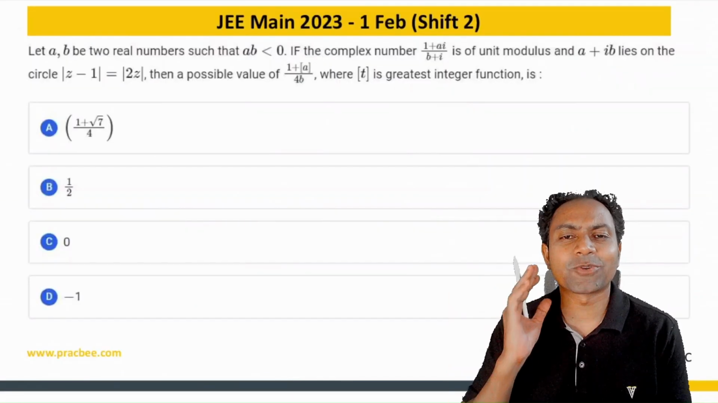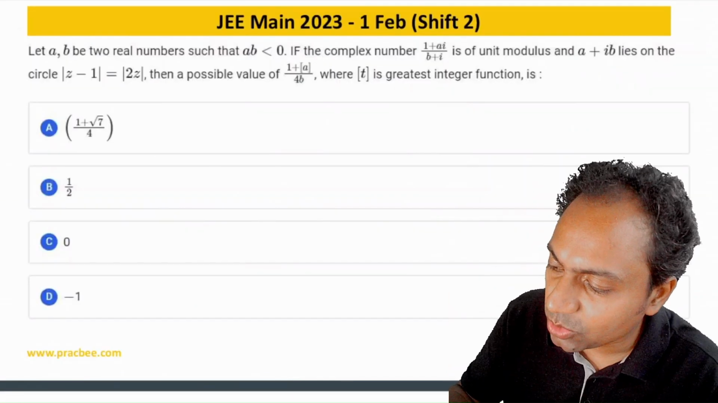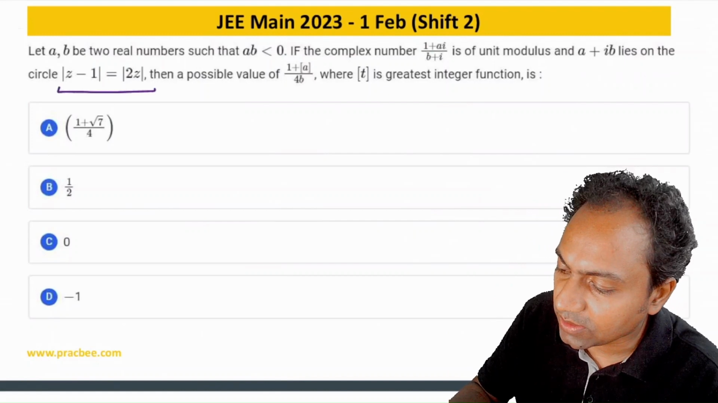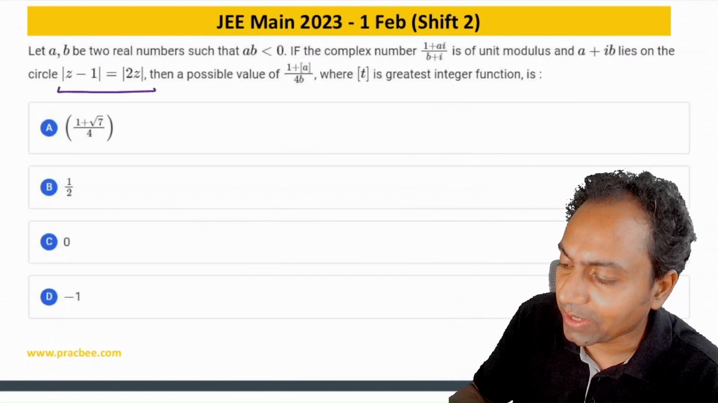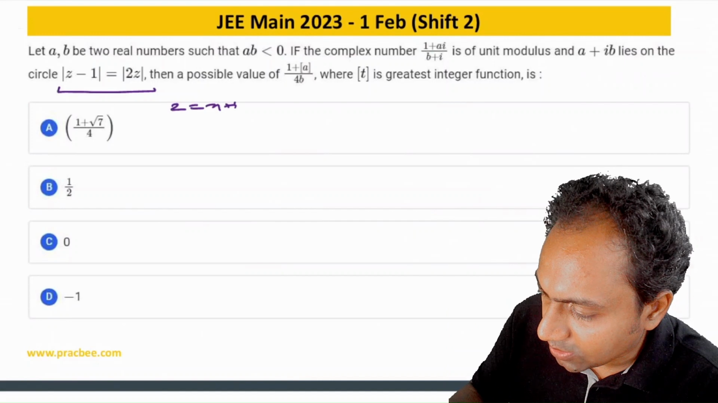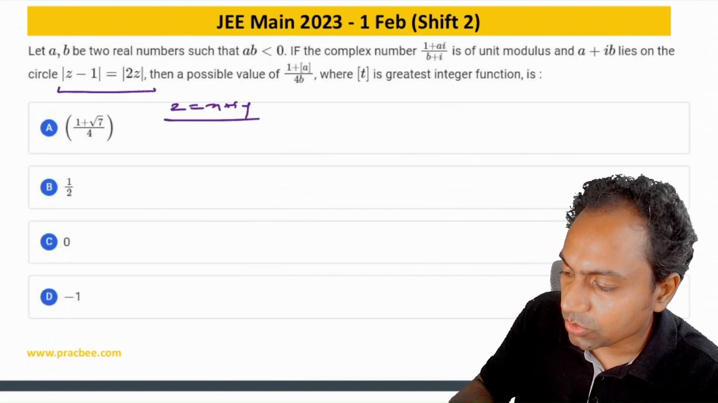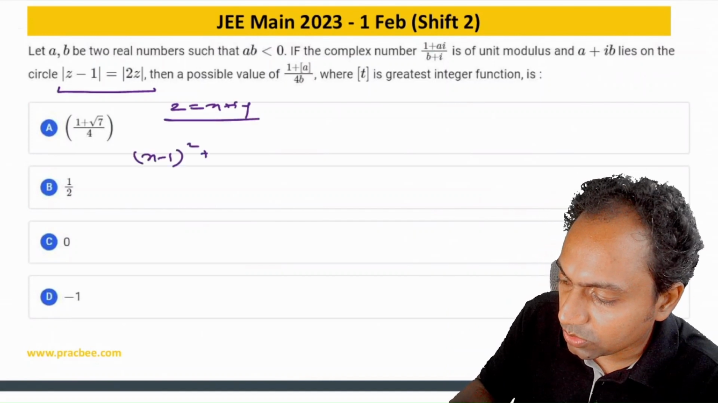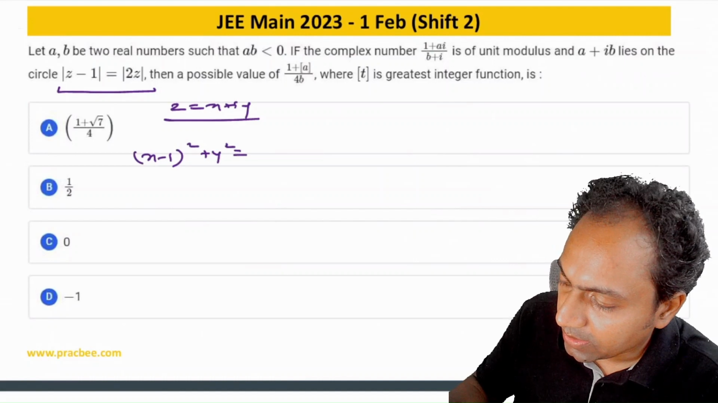Now, this is a very interesting question that came in 2023. In this question, what they are saying is that an equation of a circle is given. Just by looking at it, we cannot figure it out, so we can put z equal to x plus iy. If I do so, it becomes (x minus 1) whole square plus y square is equal to 4 times, after I have squared on both the sides.